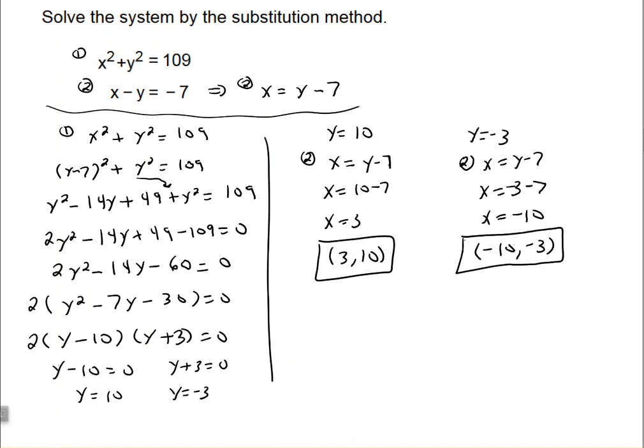And again, I would encourage you to check it back into the other equation since we used equation 2 to find the values. Check those values back into equation 1 to make sure they make a true statement. Alrighty, let's look at another example.